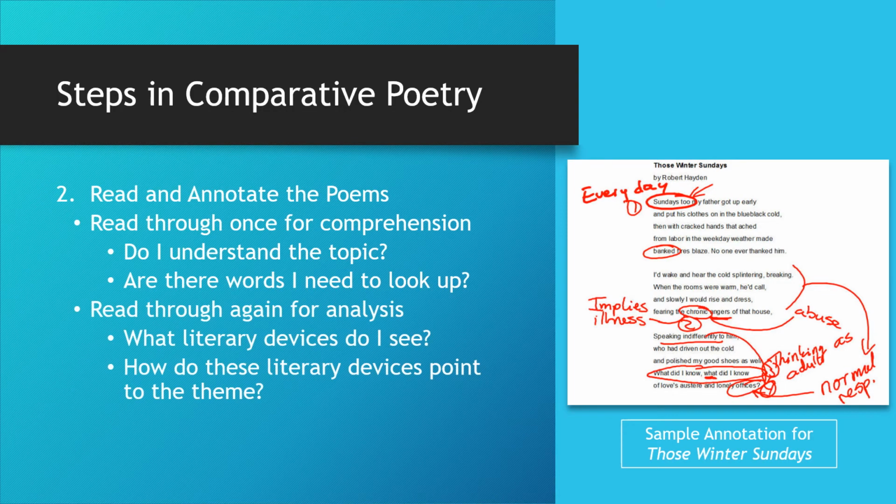So I'm going to read through once for comprehension and ask myself, do I understand the topic being discussed? And what are certain words that I'm unfamiliar with that I do need to know to understand the poem as a whole? Then I'm going to read through it again for analysis. And now I'm going to ask myself not what is being said, but how it is being said. So what literary devices do I see? How do I see these devices pointing to the broader theme of the poem? And these are all things that I would highlight, underline, circle, and make sure that I write down.